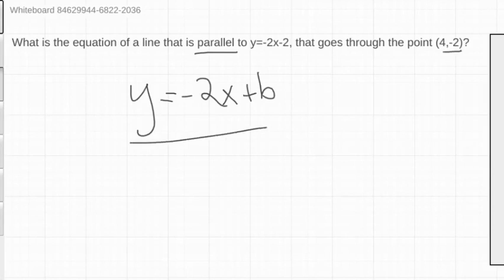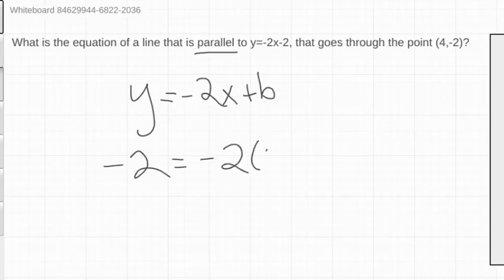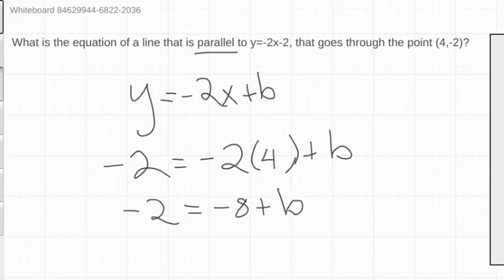Then we want to plug our coordinates into our equation. So we would use our x coordinate for x and our y coordinate for y. If we plug it in, we would get negative 2 equals negative 2 times 4 plus b. Right now we're just trying to solve for b because that is what we need to finish our equation. So we would get 6 equals b.